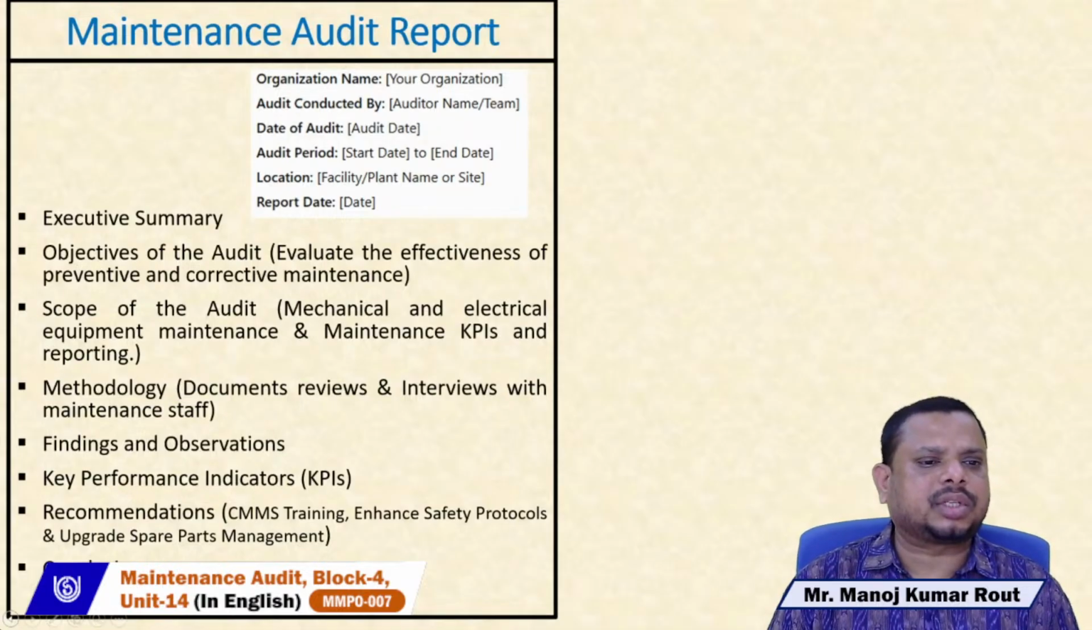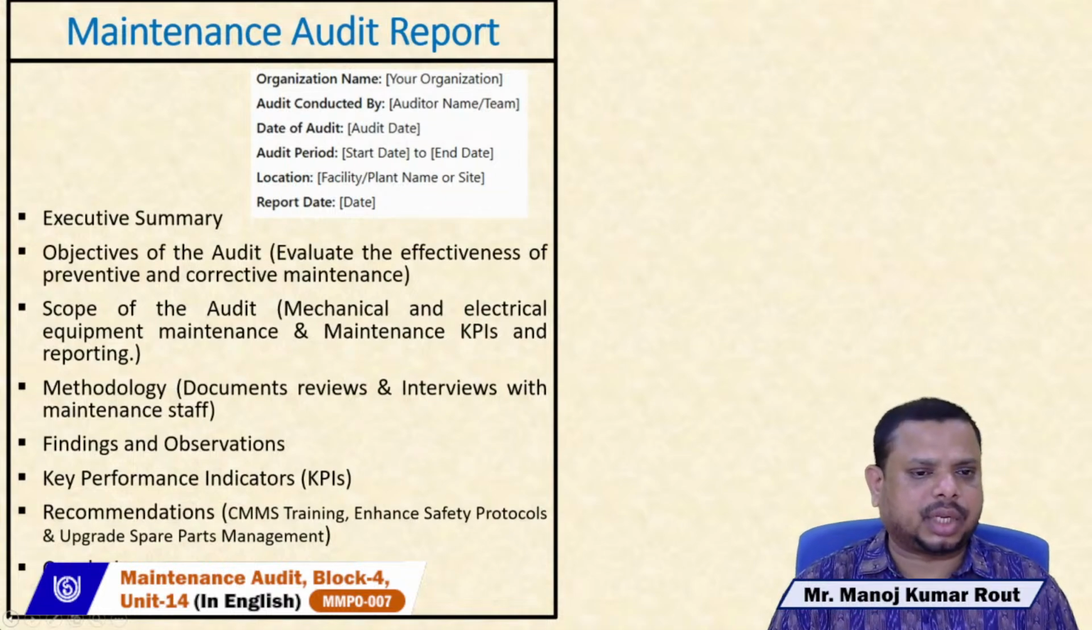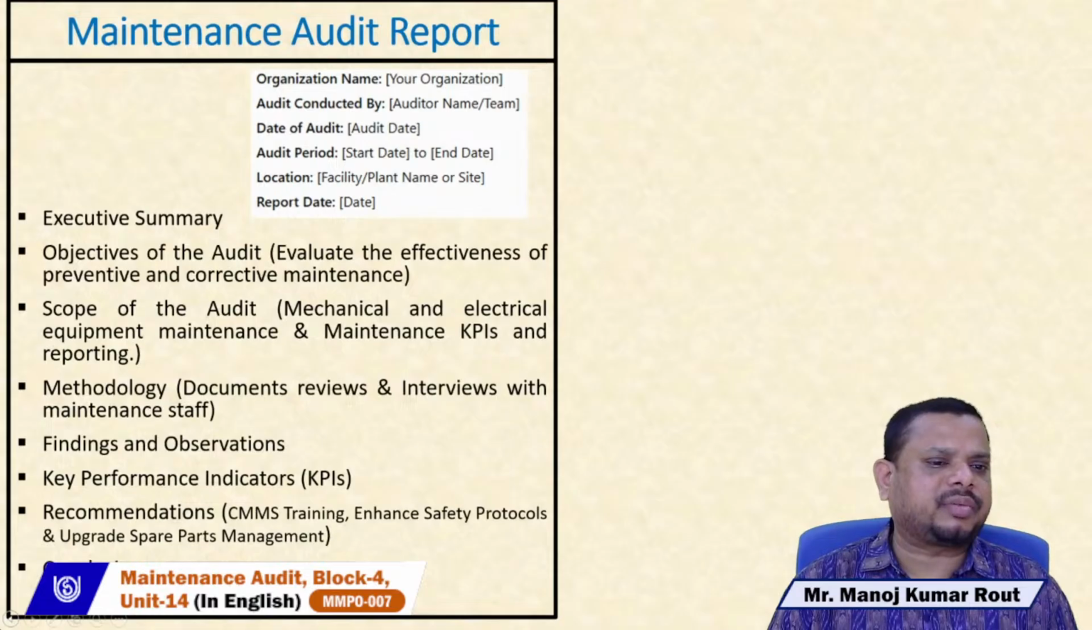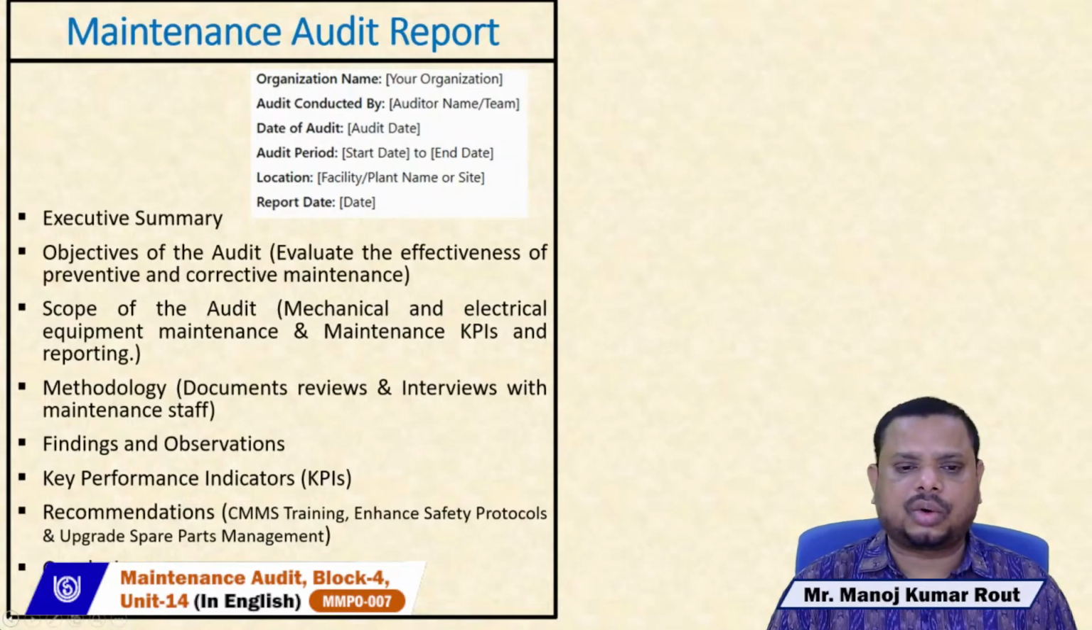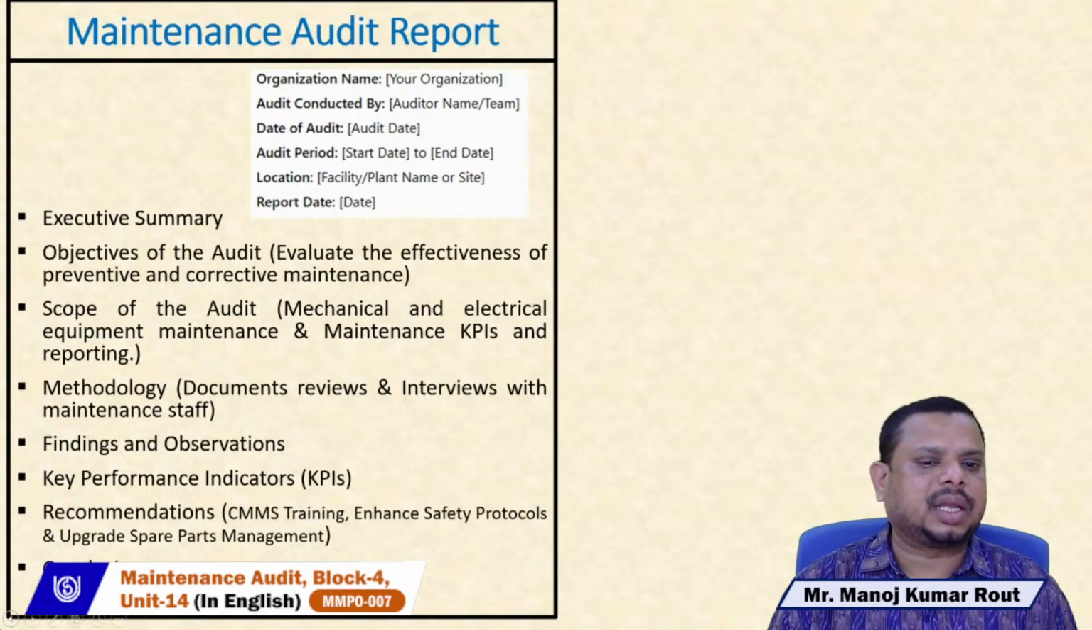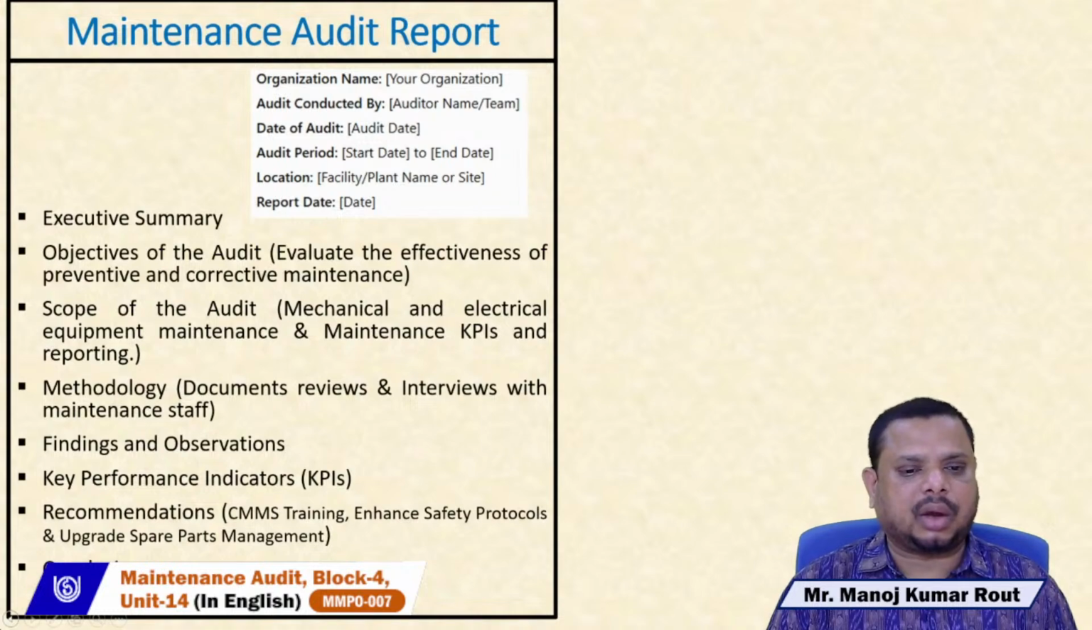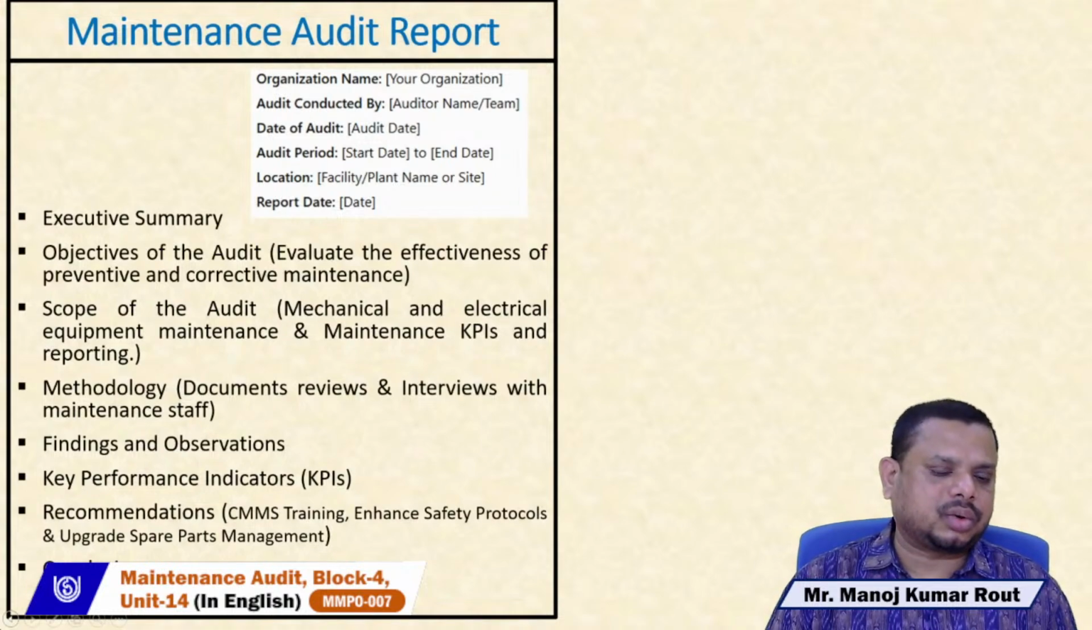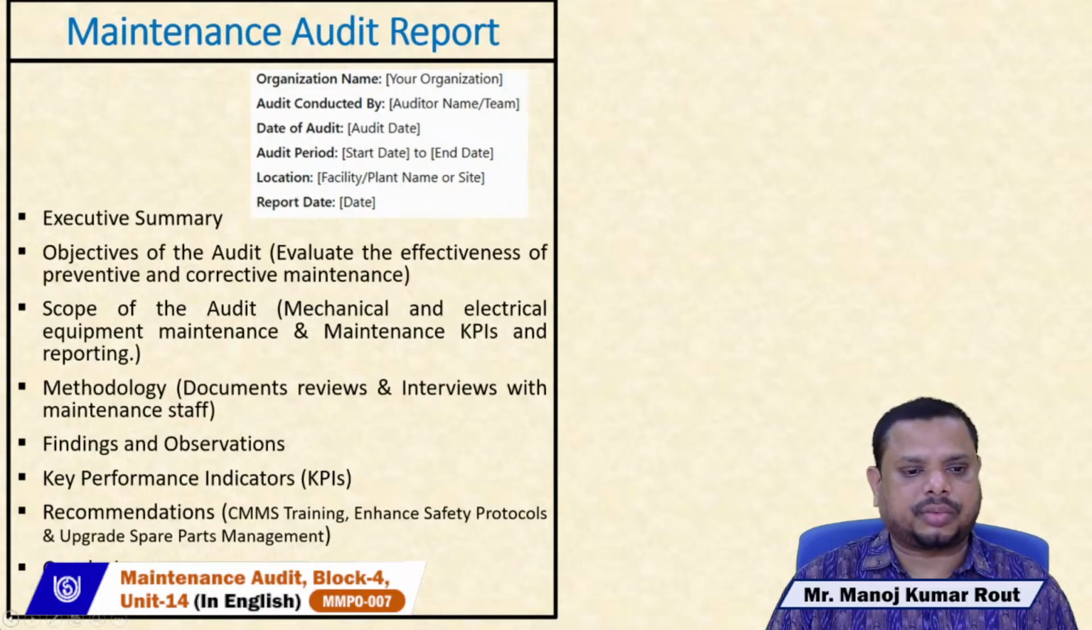The next important content is known as the objective of audit. It basically includes evaluating the effectiveness of preventive and corrective maintenance. The third content we have is known as the scope of audit. That means they include the mechanical and electrical equipment maintenance, key performance indicators and reportings. The next one is the audit methodology. That means document reviews, and the next one is interviews with the maintenance staff and how they conduct the interviews. That basically includes questionnaires to conduct a large number of interviews, and proper evidence of documents should be properly reviewed.